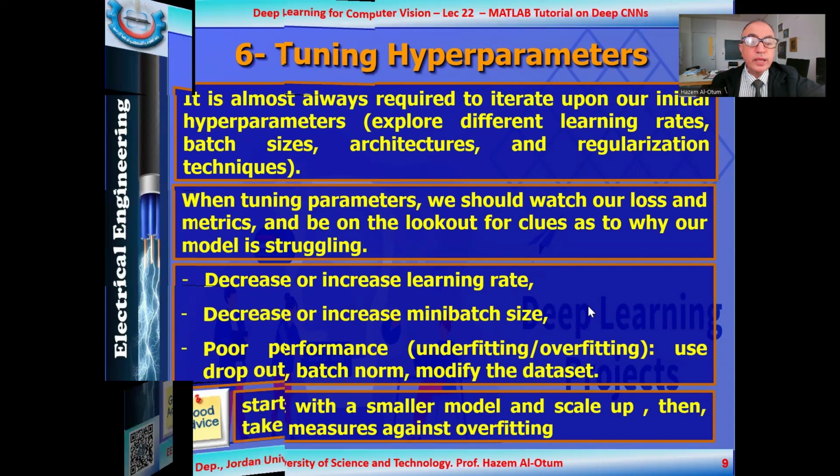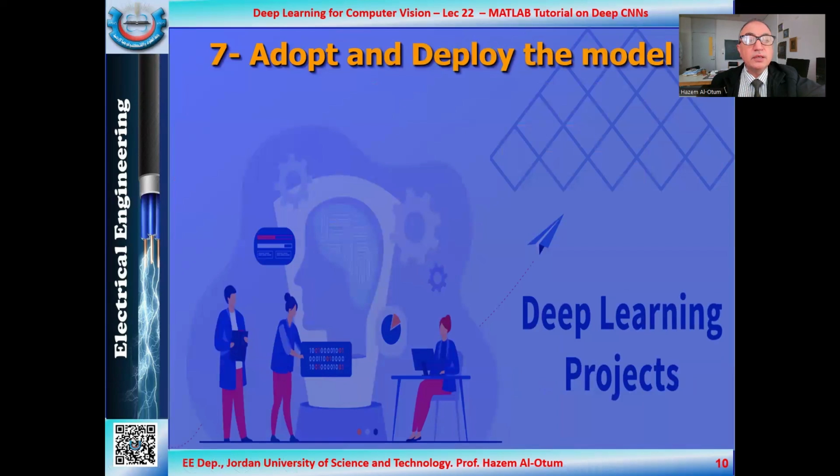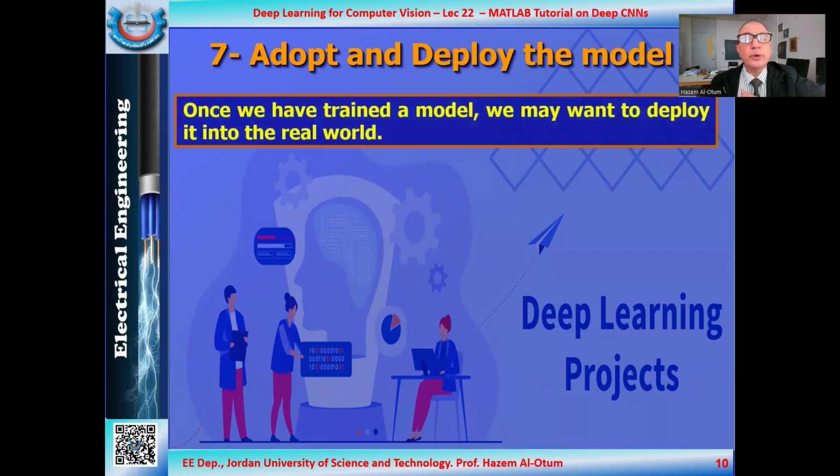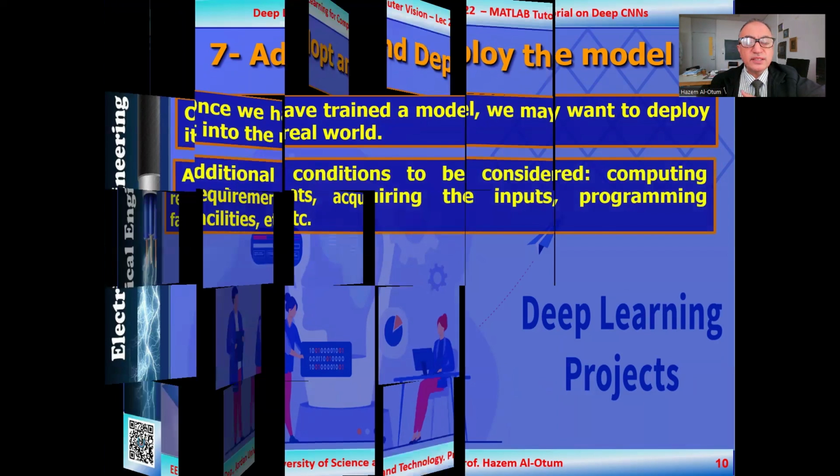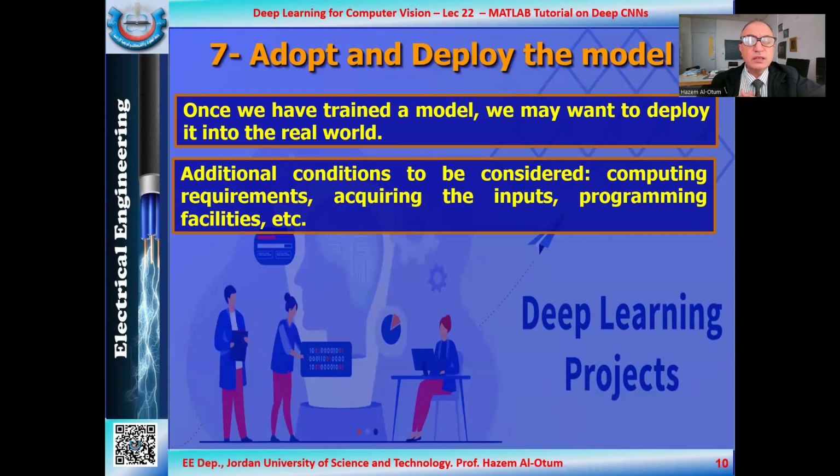So for now, if you are satisfied with your results, you can adopt and deploy the model. This includes additional information like the industrial background, how to convert your core software into a hardware implementation, maybe the computing requirements, the acquisition of the inputs, programming facilities, the memory available, the processing speed. All these things can be taken into account in case you are tending toward deployment of your model.